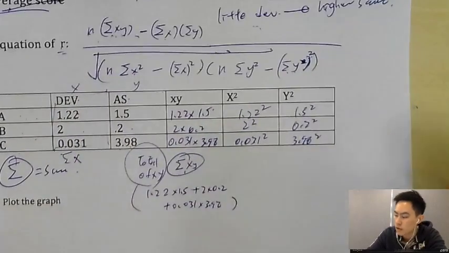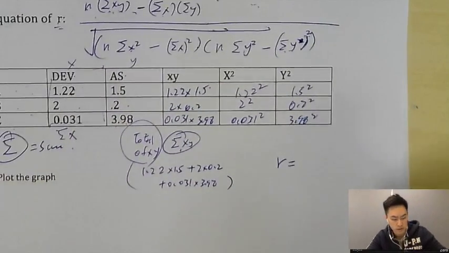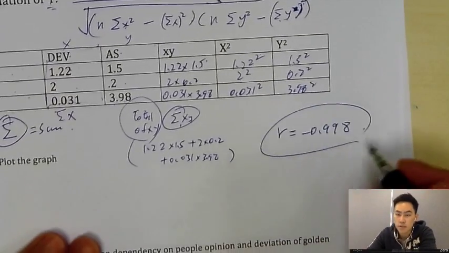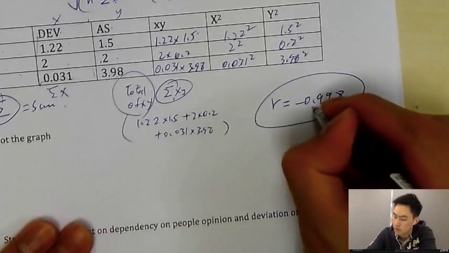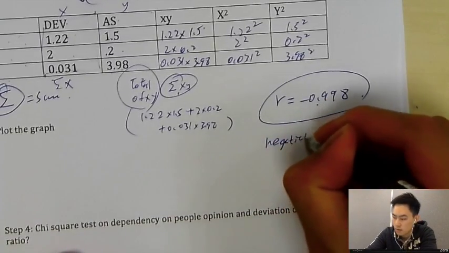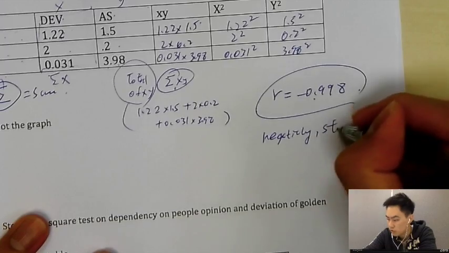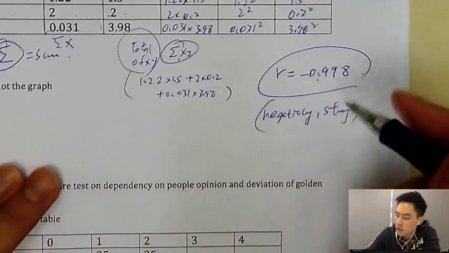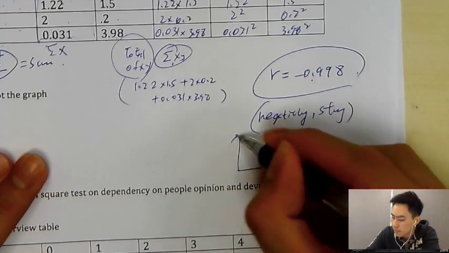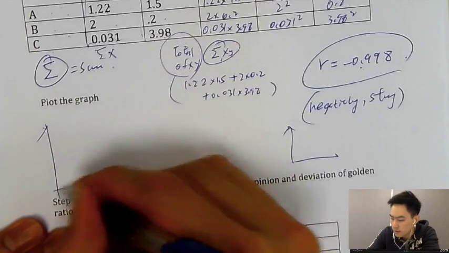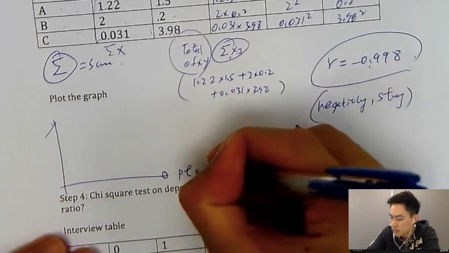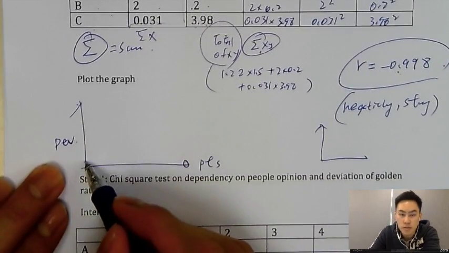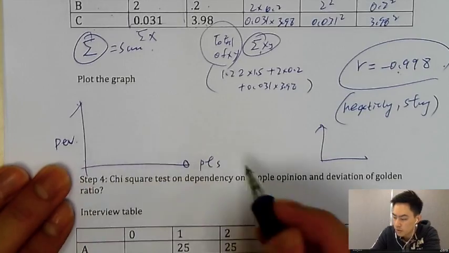So after you do the calculation, then the R, the correlation, is equal to negative 0.998. And then for this one, you have to explain the result later, right? Okay, so this one is negatively correlated, and this one is negatively strong, right? It's very, very strong. Okay, so what does it mean? So it means that if I plot the graph, right? So this is the points, and this is the deviation, right? Okay, so the least deviation, then we'll see the relationship between the points.